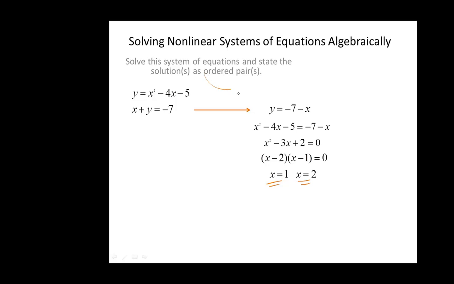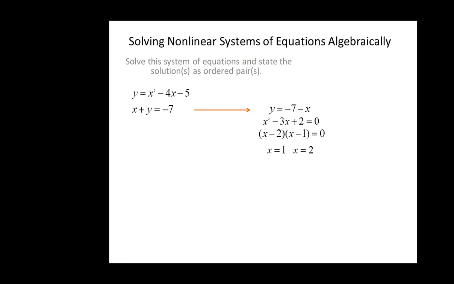Remember, I'm looking for my ordered pairs, so I need to go back and find y. I could go back to any one of these equations, which involve both x and y, but I rather like this equation since it's already solved for y. So I take this y equals negative 7 minus x, and I'm going to be plugging in x equals 1 as well as x equals 2.